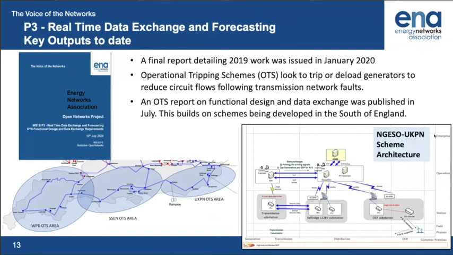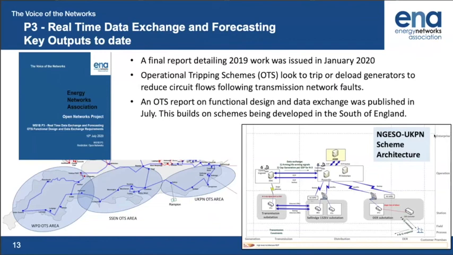Those particular schemes are at the moment being developed. The UKPN scheme, the one that's been developed with National Grid, should go live around September, October of this year, so at some point over the next month or two, and the other two schemes will follow in 2021. So you can see a bit of the architecture there for the UKPN scheme.